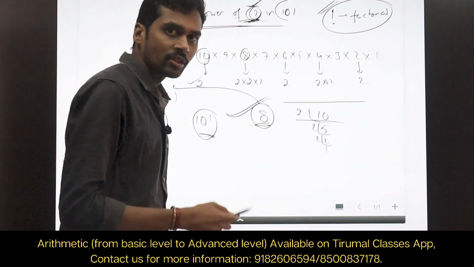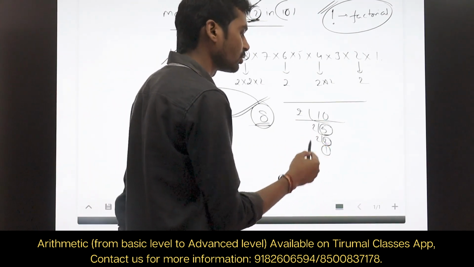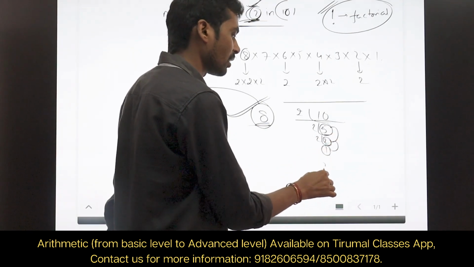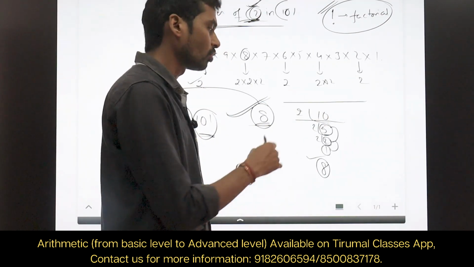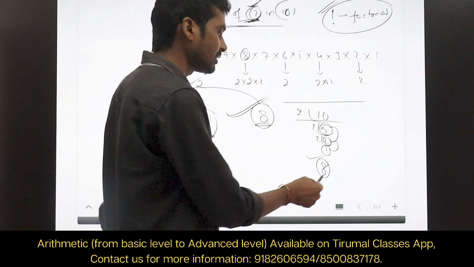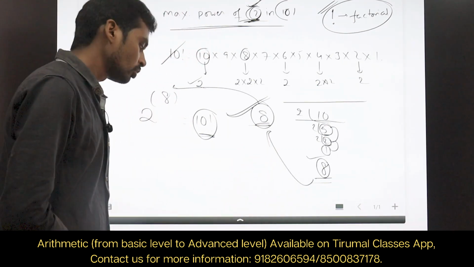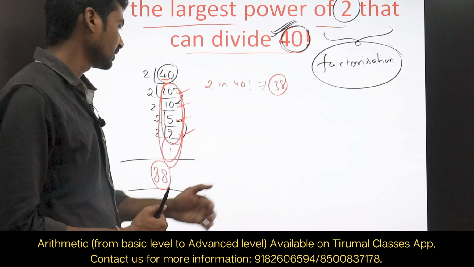So now the final answer would be the sum of the remaining numbers except the given number. What is the sum of the remaining numbers? 5 plus 2 is 7, 7 plus 1 is 8. Then what is the maximum power of 2 in 10 factorial? That is nothing but 8, right? So do we get the same answer? So to find such questions, we always go for the factorization method.